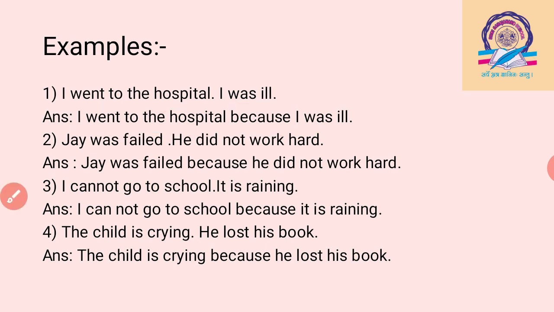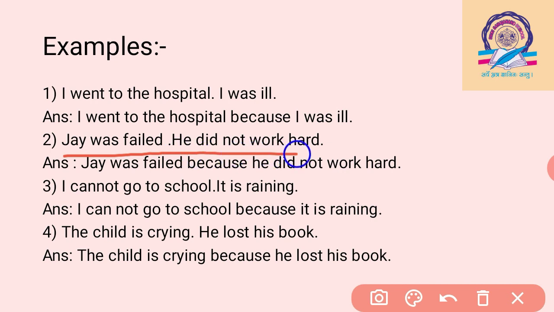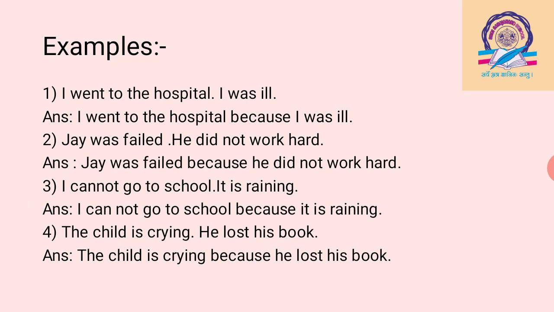Jay failed, he did not work hard. Why did Jay fail? Jay failed is one action; Jay has done one action. Then after that we have to write because, and then the reason is given: because he did not work hard. So Jay failed because he did not work hard. Here we have to give the reason why such things happen.